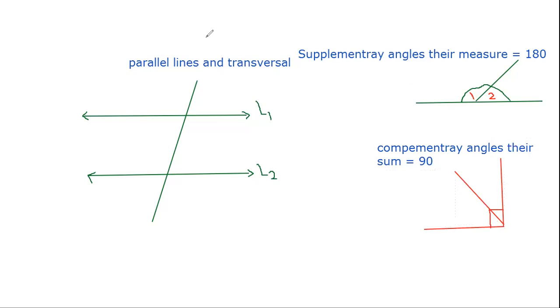Also, we studied before vertical angles, where each two opposite angles should be equal in measure. So if I'm talking about the pair of angles which will be equal in this example, then the measure of angle 1 equals the measure of angle 2, and the measure of angle 4 equals the measure of angle 3.